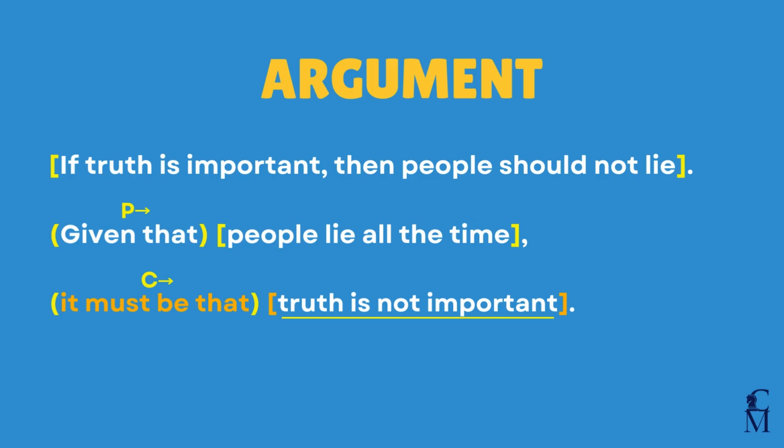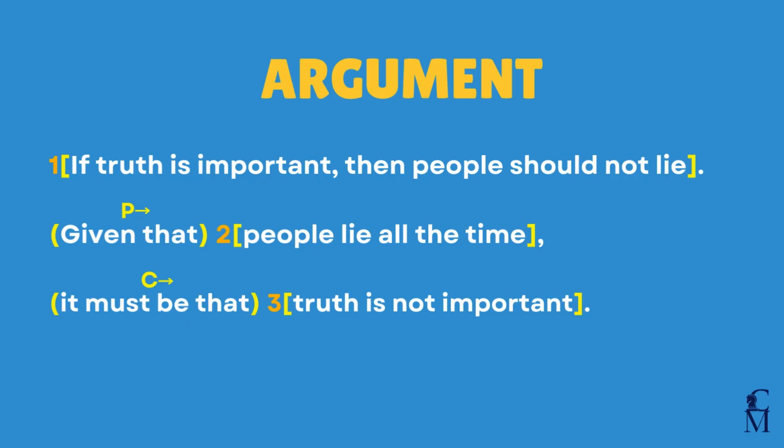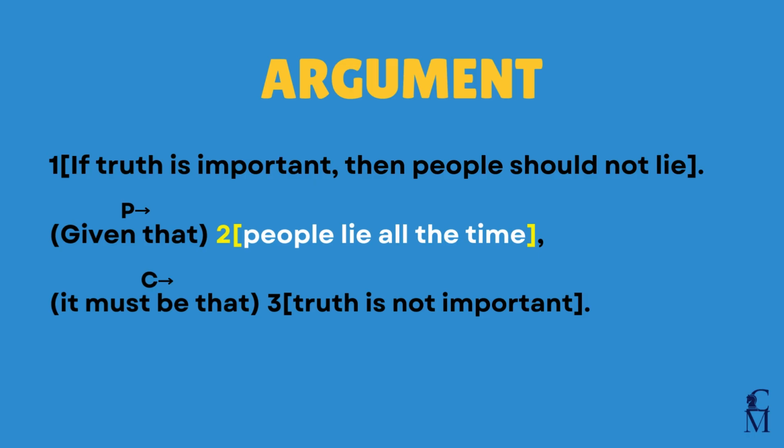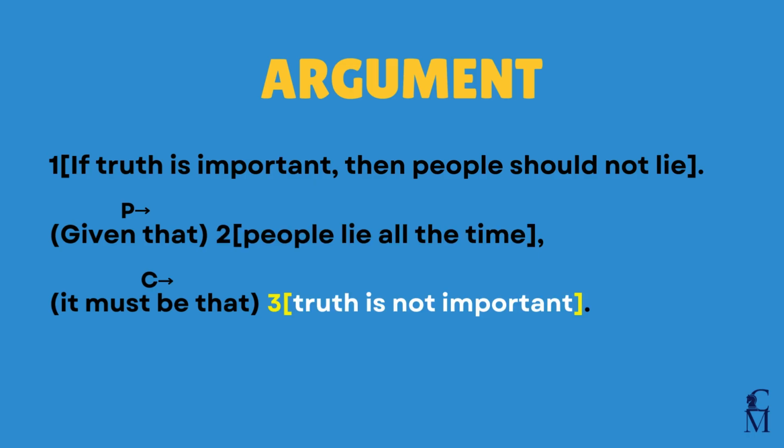Truth is not important. After bracketing all the statements we identified, we can go ahead and number each statement in the order that we read them, making sure that we give the same statement the same number if it occurs anywhere else in the argument. The statement, if truth is important, then people shouldn't lie, should be labeled with the number 1. The statement, people lie all the time, should be numbered with the number 2. Finally, the statement, truth is not important, should be numbered with the number 3.